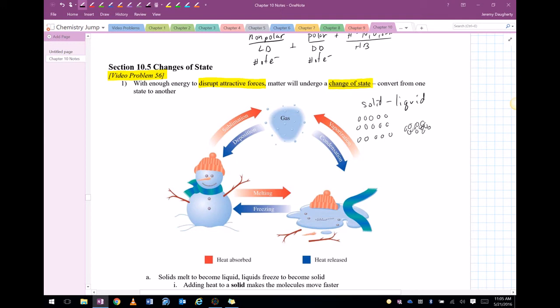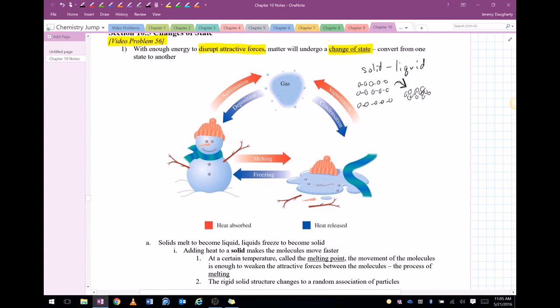So what does it take to go from solid to liquid? Well, we have these really strong forces of attraction that occur between all of these particles. Those should be dots. And then we need to weaken those so that the particles can move around. And how do we weaken them? Energy. We put energy into the system.